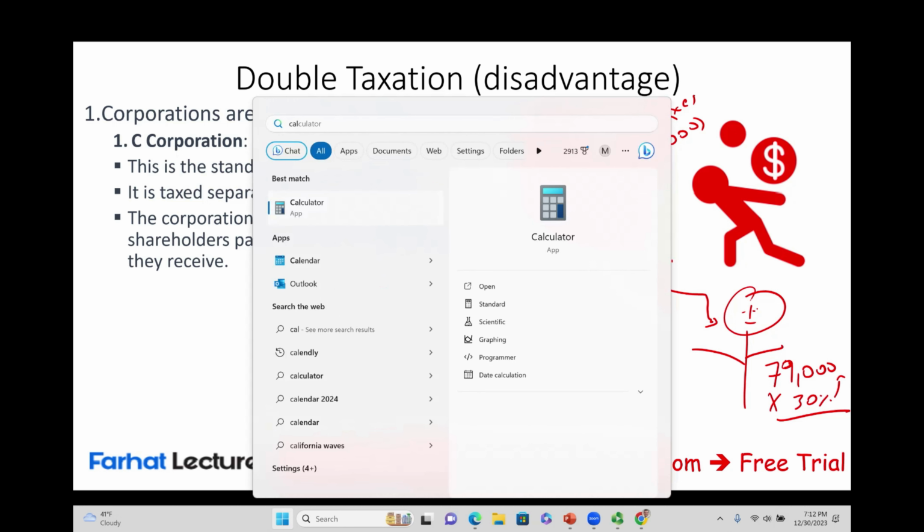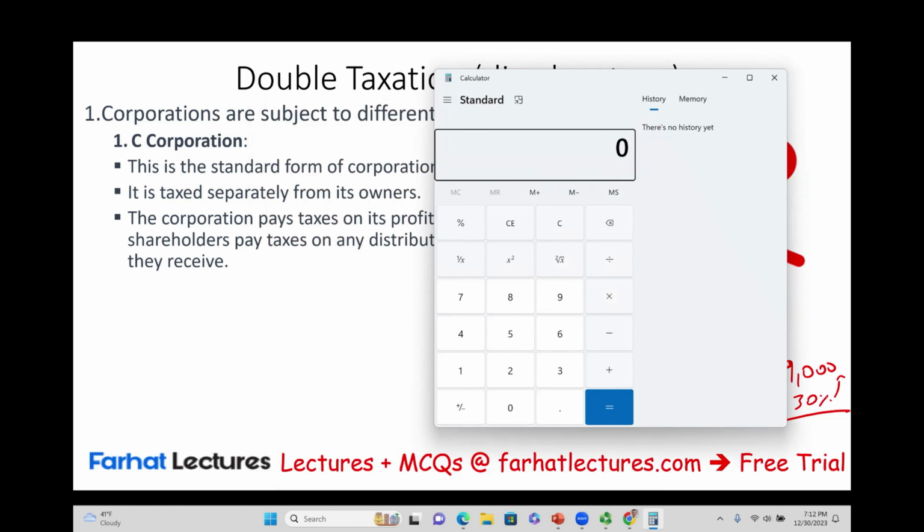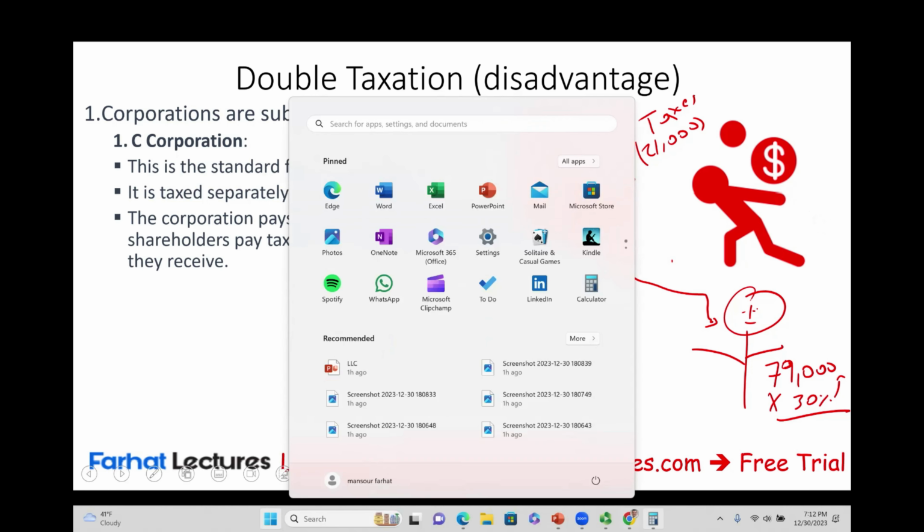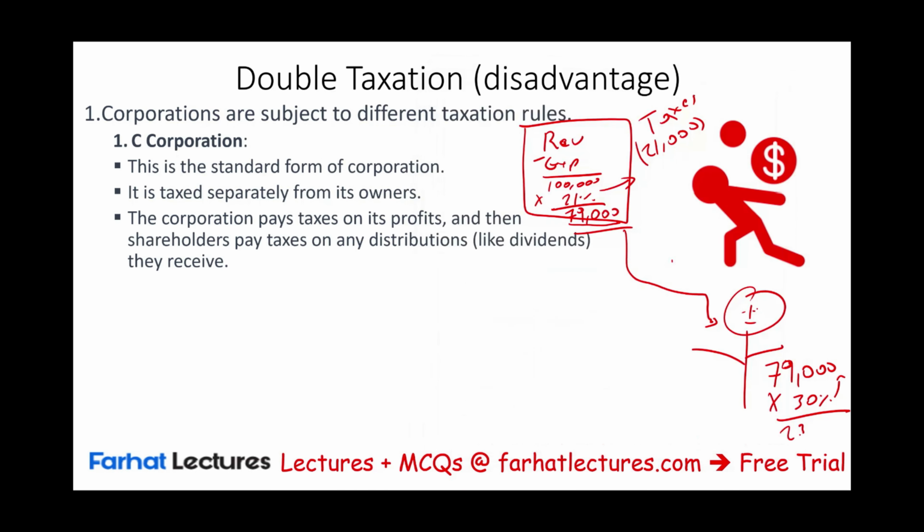What does that mean? It means, notice, the $79,000 is taxed again. I said 30%, the individual rate. Then the owner will pay $23,700 in taxes. So notice what's happening here. This is double taxation. The same $100,000 that the corporation made, we paid $21,000 on the corporate level, and we paid $23,700 on the shareholder level.